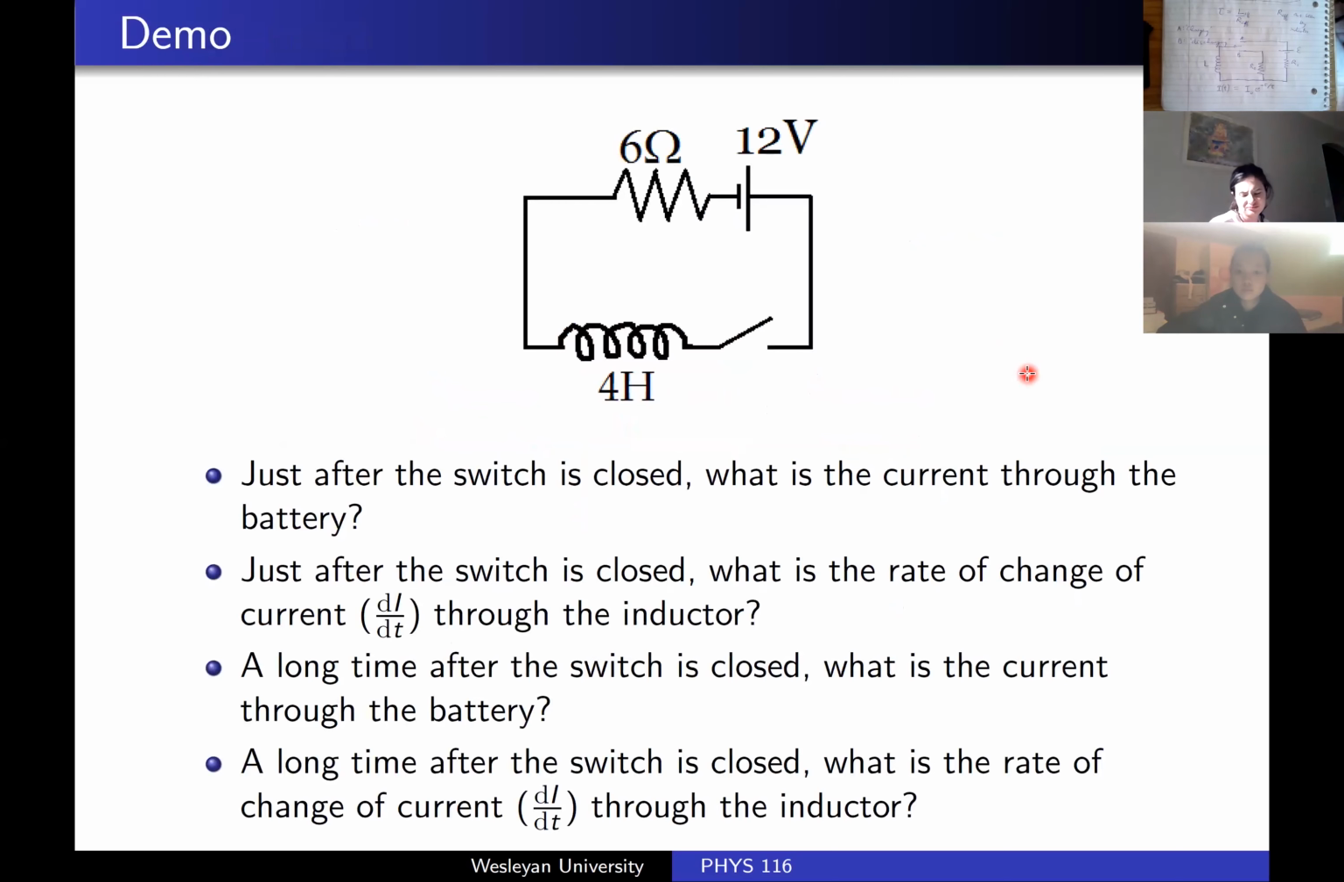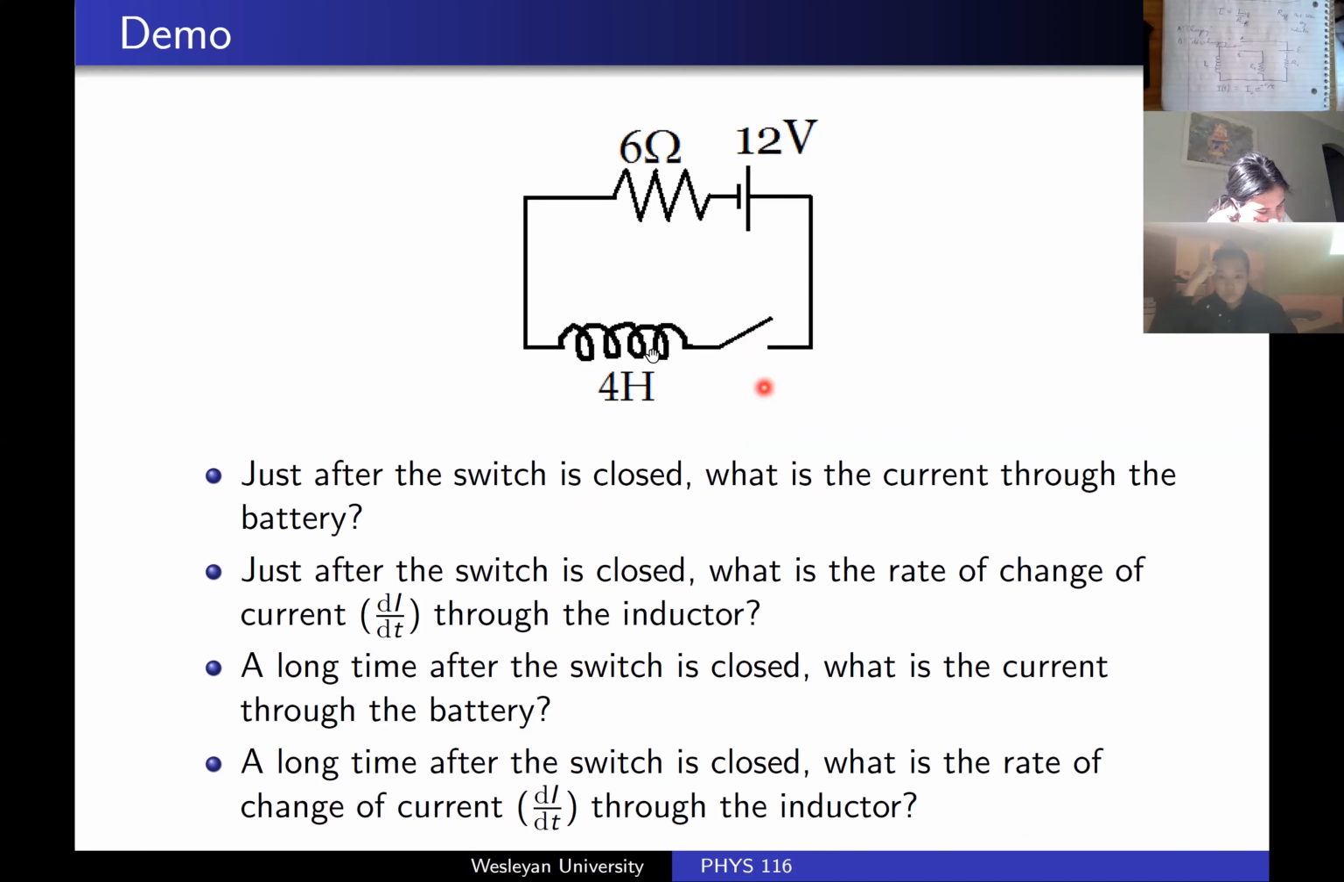We've talked about that. All right, so here's our sample circuit. We have the simplest kind: battery, resistor, inductor. The units of inductance are henries, so that's why the capital H over here. All right, so first question is, just after the switch is closed, what is the current through the battery?